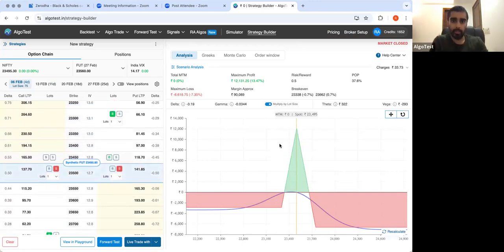Multiply by lot size. So if the Nifty future is equivalent to 75 shares of Nifty because it's 75 lots, right? Right now, I'm short like 3 shares of Nifty, right? That's what the delta tells me. My position delta tells me how much my option position is behaving like the underlying, right?